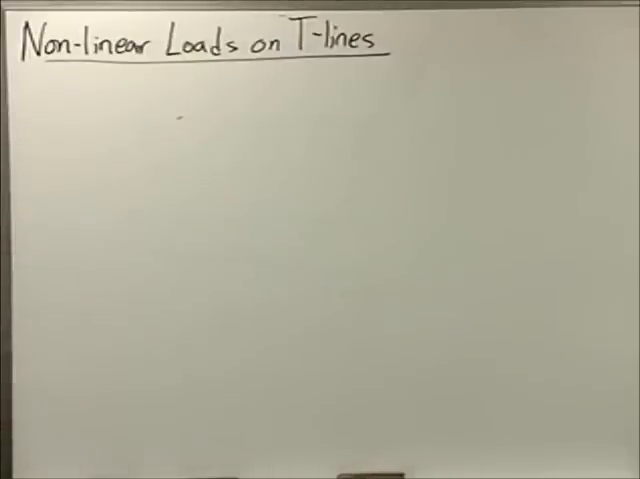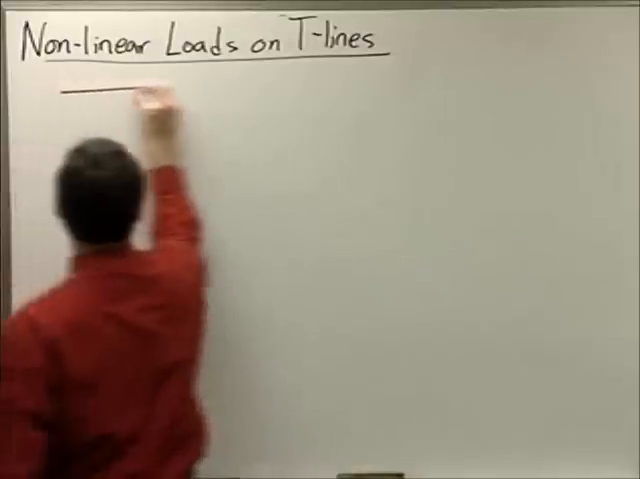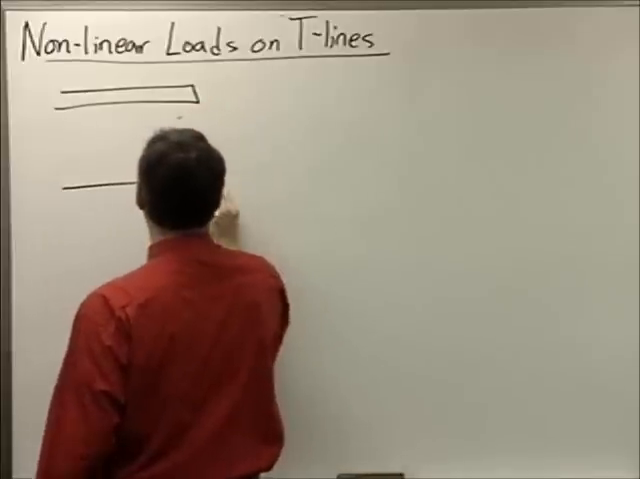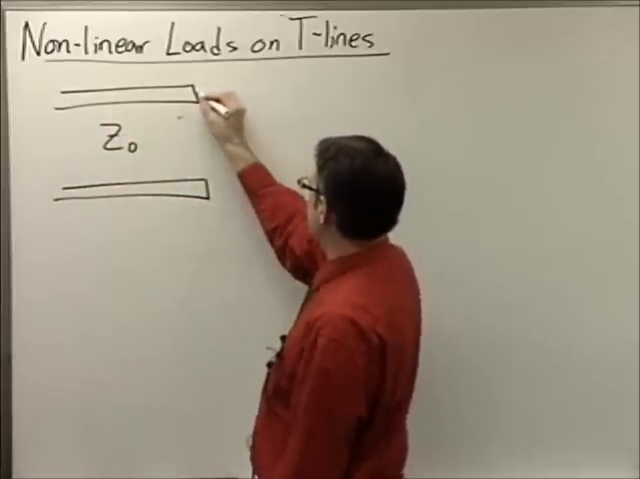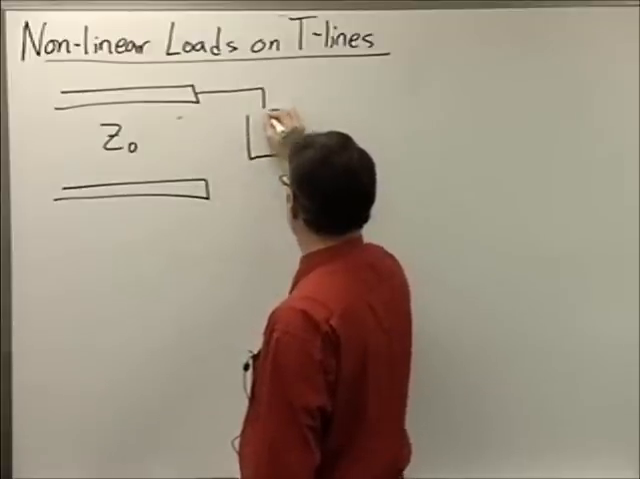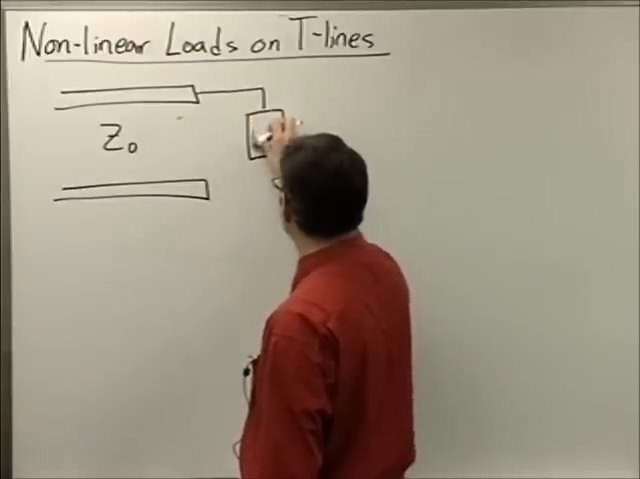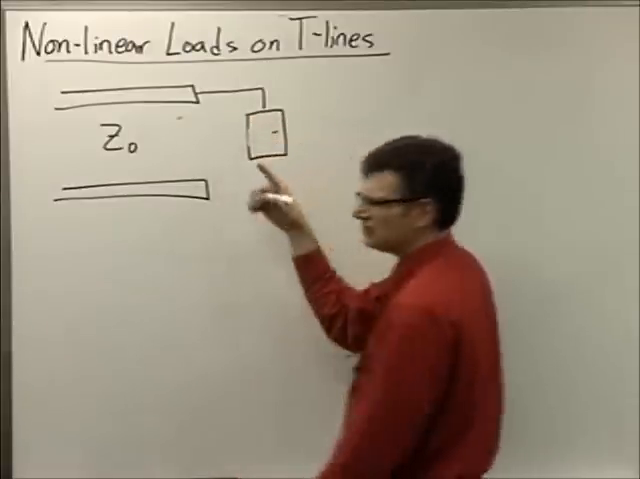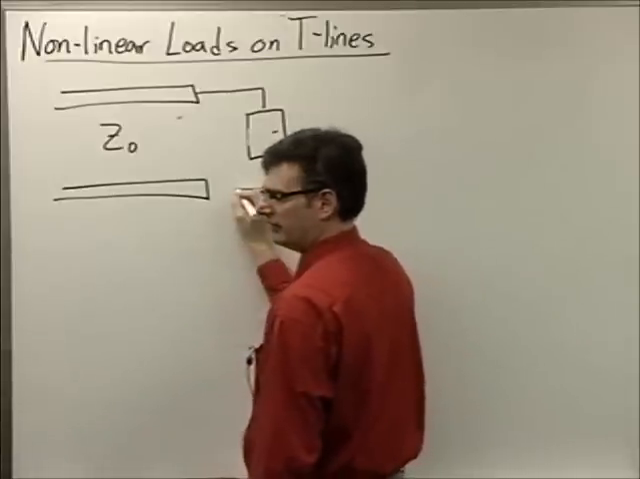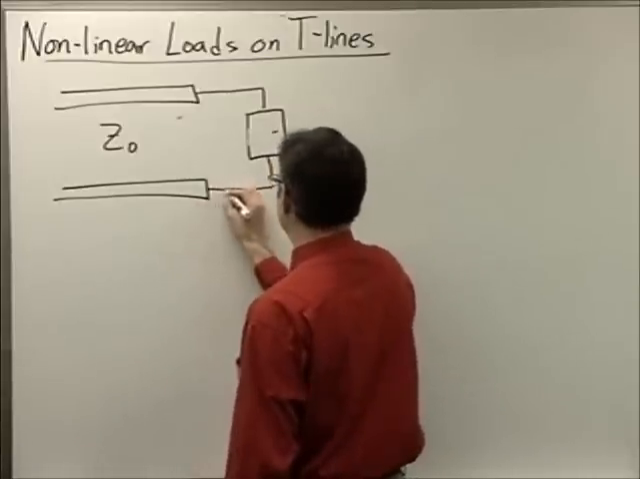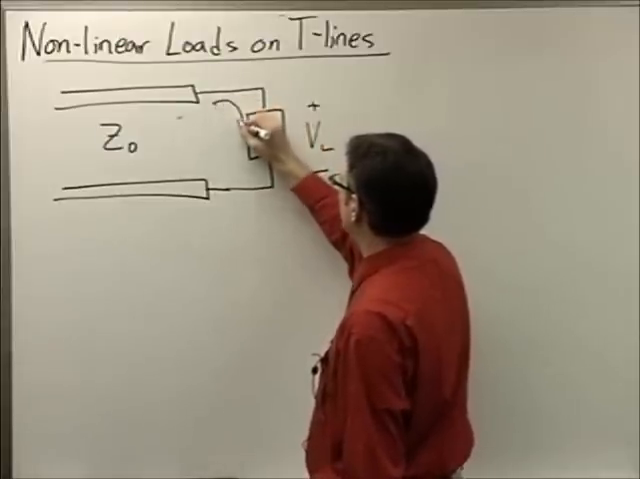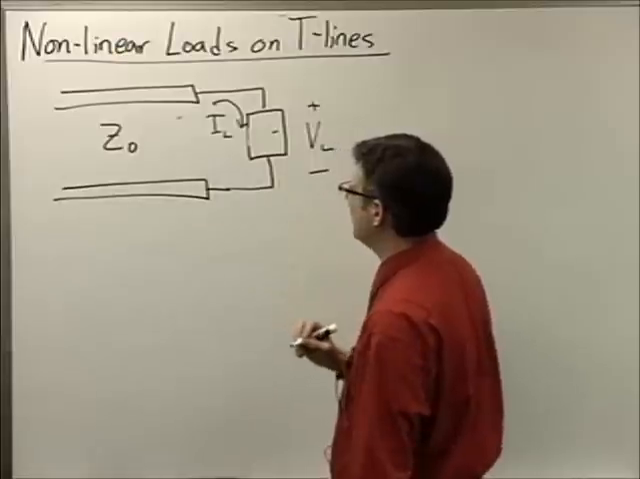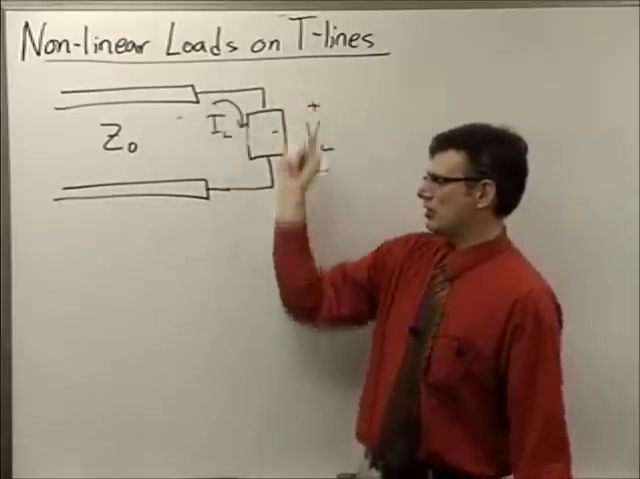Okay, so here's the scenario we've got. This is what we know so far. I've got a transmission line, the usual Z0 intrinsic impedance. It's terminated with a device. Let's just leave it as a mystery box, right? Mystery box. We're not going to say what it is yet. There's a voltage across that, V sub L. And there's a current that goes into there as well, I sub L, out of the top bar into the bottom bar.